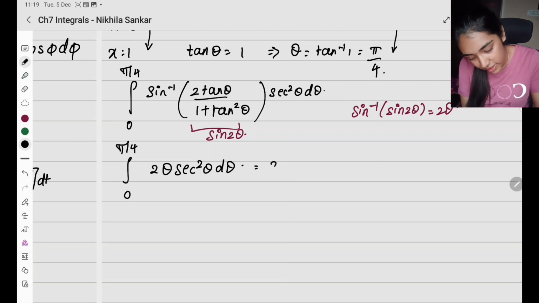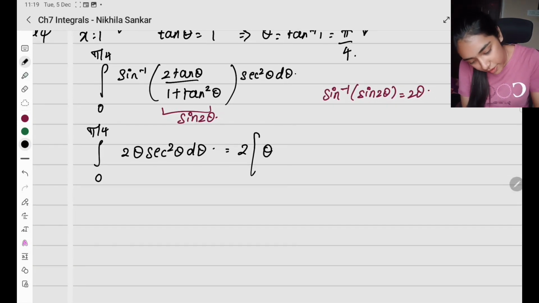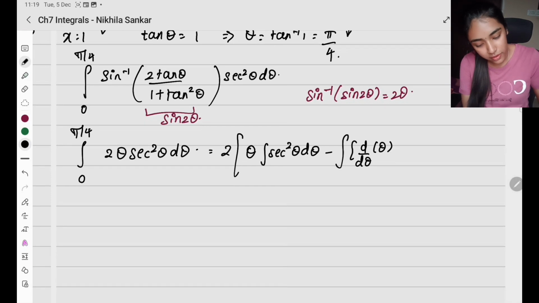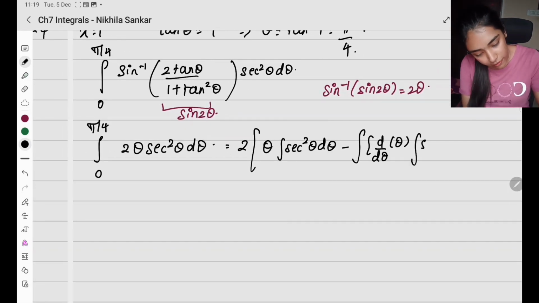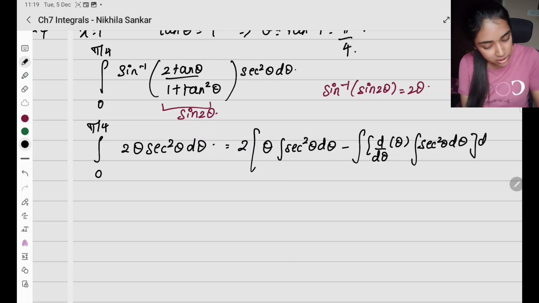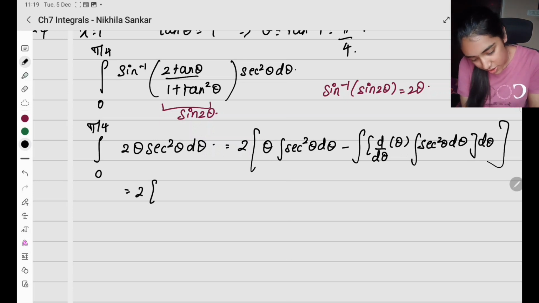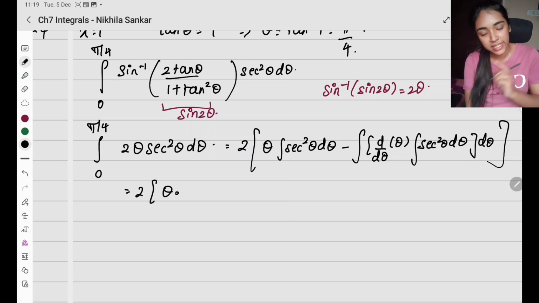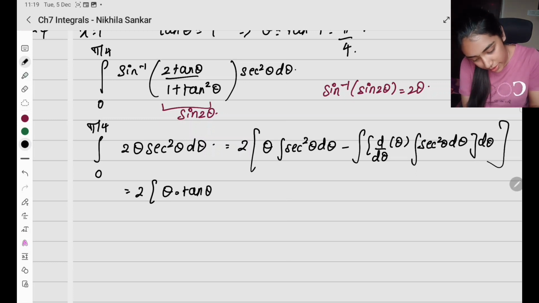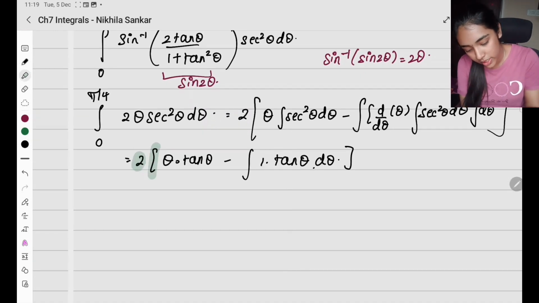So in this place, the 2 can be taken outside. So 2 times what is inside? First term times integral of second term, minus the big integral, open bracket, d by d theta of the first term times integral of the second term, the whole integral. Now I have a 2 outside. So this is going to be theta times integral of secant square theta, which is tan theta. This is simple. Minus integral of d theta times theta, which is 1, times integral of secant square theta, which is tan theta, times d theta. Close the bracket. There is a 2 outside, that is why I have put this bracket.